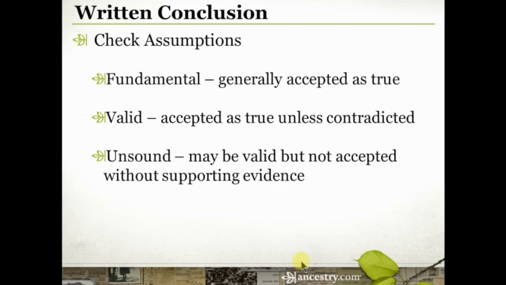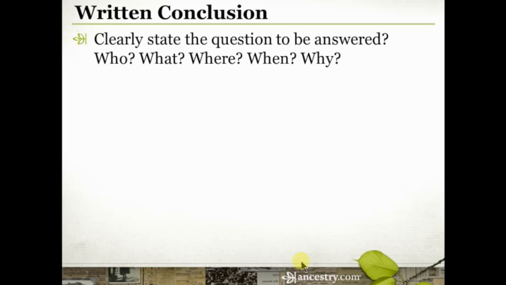So those are some of the ways in which the assumptions that we make play into this written conclusion. If it's a fundamental assumption, or if it's a valid assumption, then you don't need to explain it in detail. However, if it's a valid assumption that falls outside of the valid range, or if it's an unsound assumption, you're going to need to do some explaining or have some supporting evidence to prove that fact. So then we get to the writing portion.